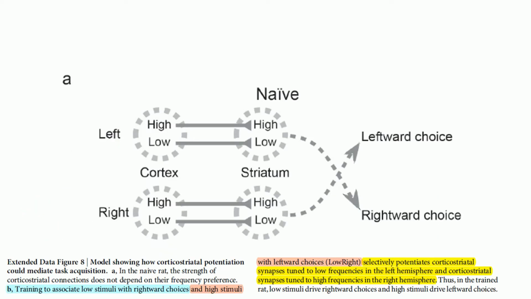The authors summarize their model of reinforcement learning with this picture. A naive, untrained rat has both high-frequency and low-frequency axons projecting from auditory cortex to both the left and the right striatum, and all paths are equally potentiated.